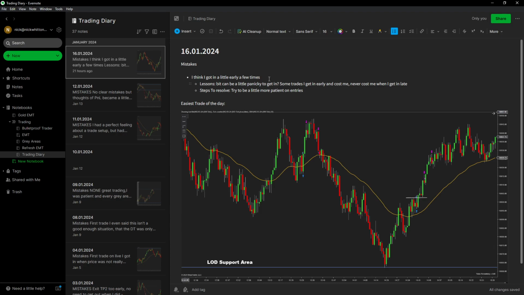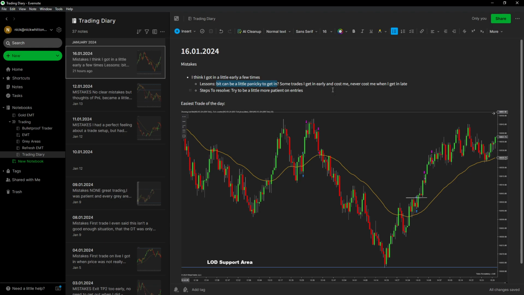So I put in here on January 16th, so this was yesterday for me. Mistakes. I think I got in early a few times. Okay. What is the lesson that I can learn from that? So the lesson I learn is that I can be a bit panicky to get in. Some trades I get in early and they cost me, but they never cost me when I get in late.